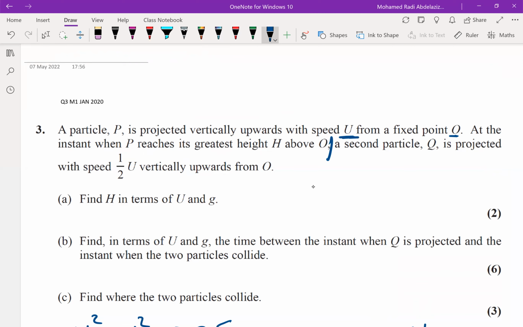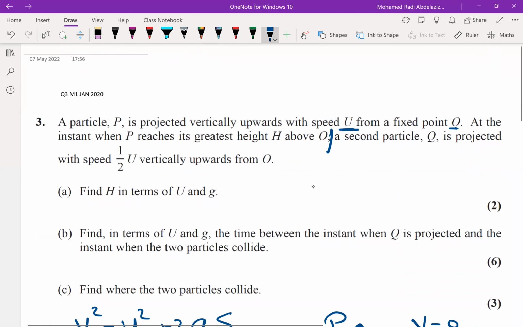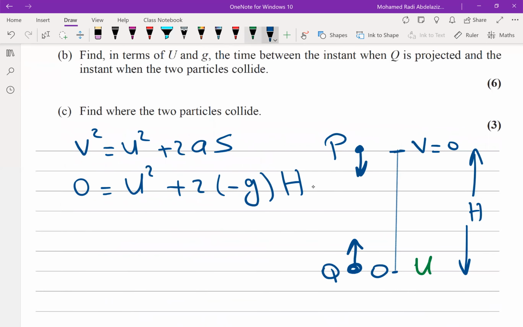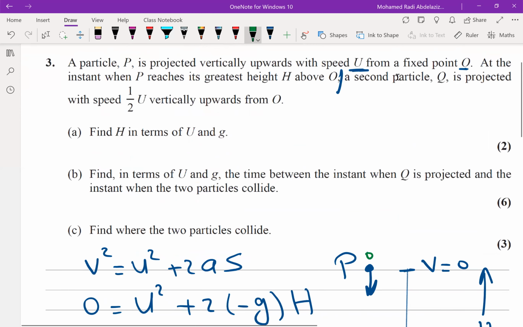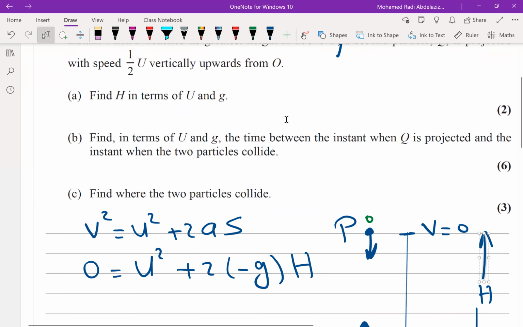A second particle Q is projected. Now at this point, P will start to move down and Q moves up. A second particle Q is projected with the speed half u, so the initial velocity here is half u. But particle P starts from initial velocity 0 to move down. A second particle Q is projected with the speed half u vertically up from the point O. Find h in terms of u and g.